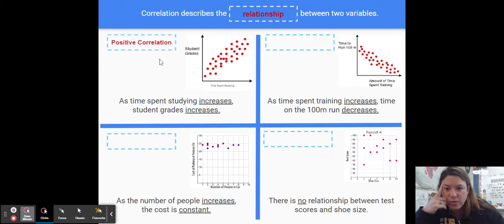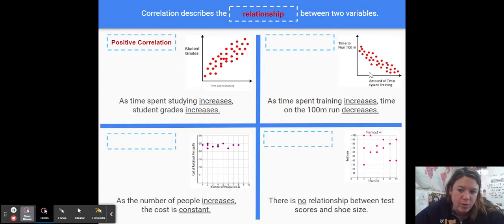In this first graph over here, this is a positive correlation because as time spent studying increases, the X value here at the bottom is time spent studying. So hours would be down here. Students' grades increase. So the more time these people were studying, this data shows that their grades were increasing. That's called a positive correlation.